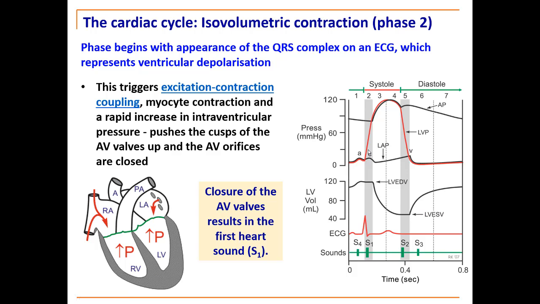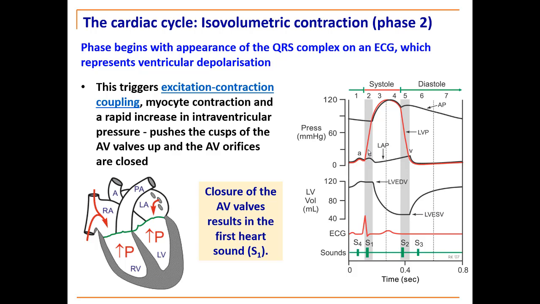So therefore, no blood is able to enter the left ventricle or leave the left ventricle at the same time. And that's why contraction is said to be isovolumetric at this point, because there's no change in the volume in the ventricles despite contraction occurring and the pressure increasing.